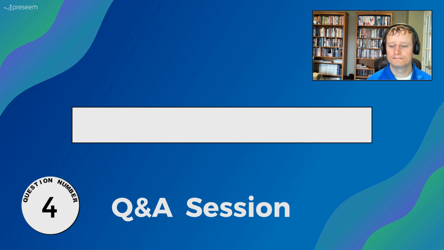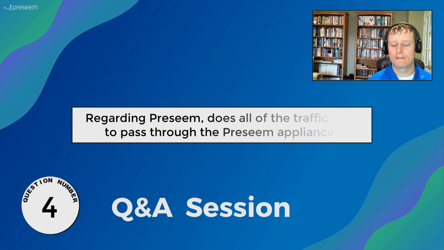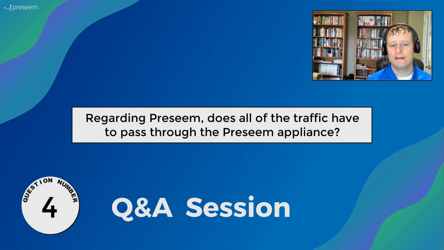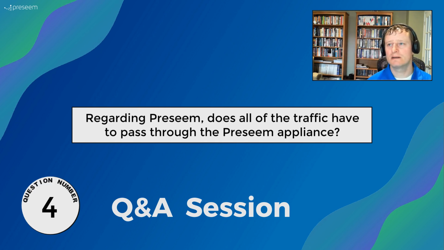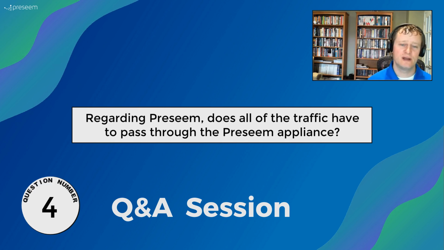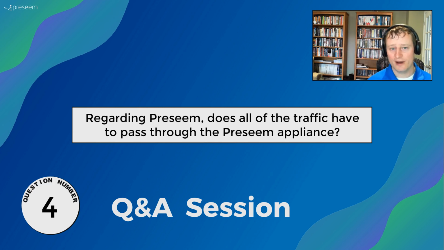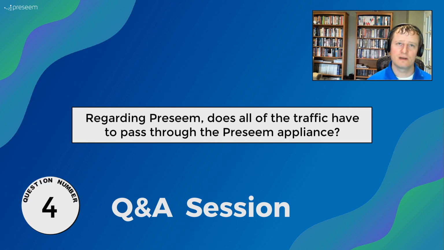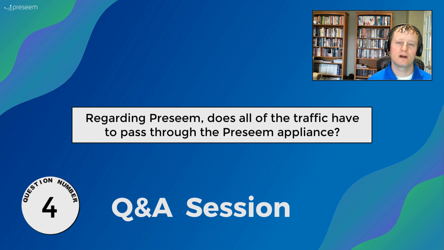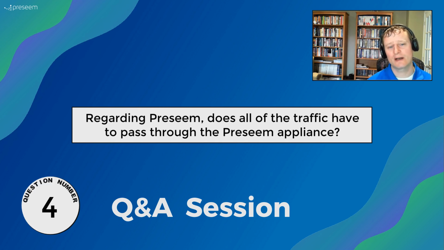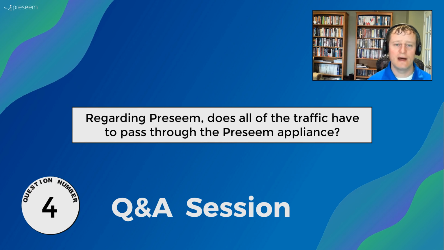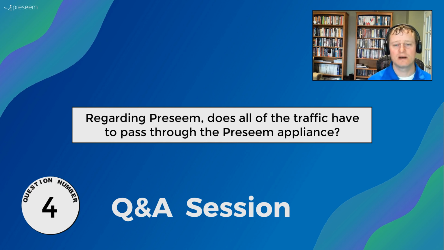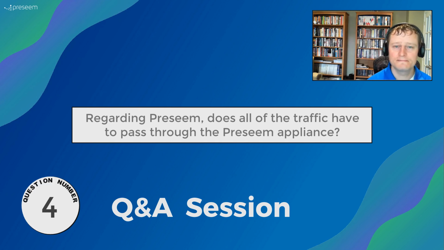And here's question number 4. Regarding Preseem, does all of the traffic have to pass through the Preseem appliance? Yes, because the metrics that we get via SNMP, obviously, we can collect radio level metrics, but the core of the metrics we get are collected directly from the subscriber traffic. We do that as it passes through the box, at the same time that we're doing the traffic management stuff, which I didn't talk about at all today.